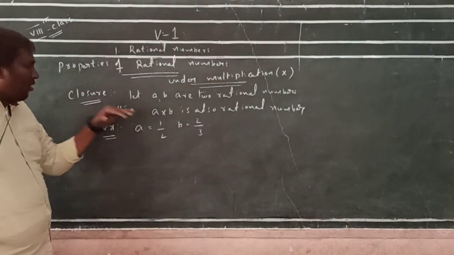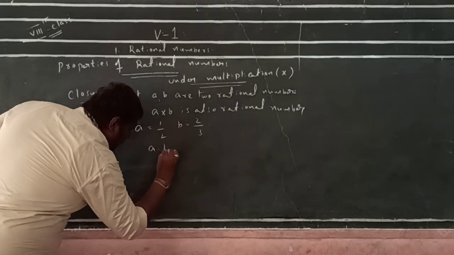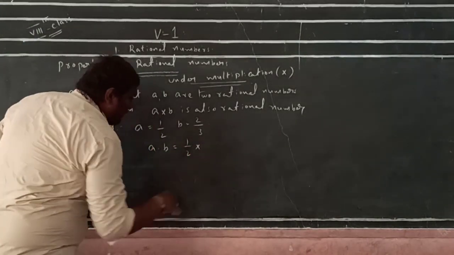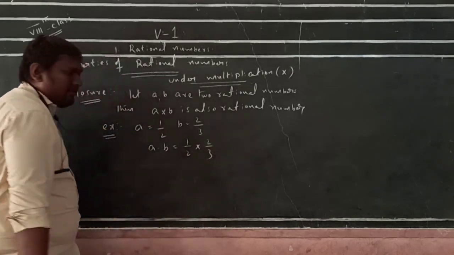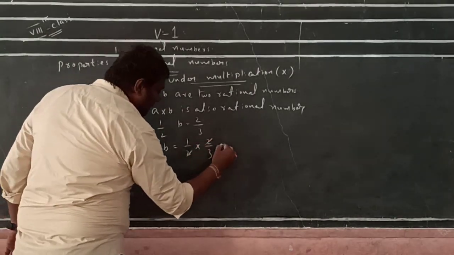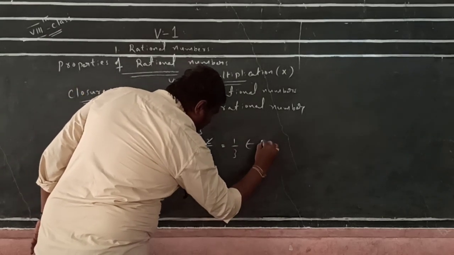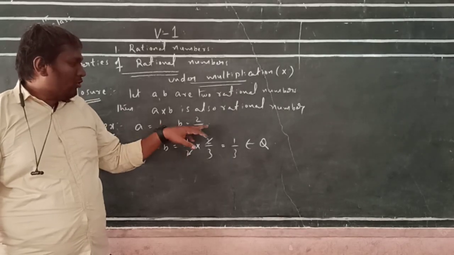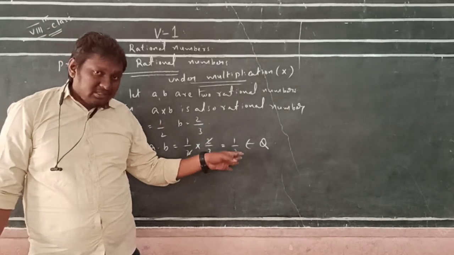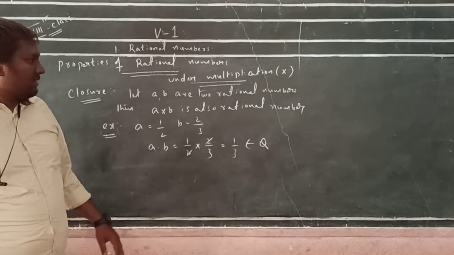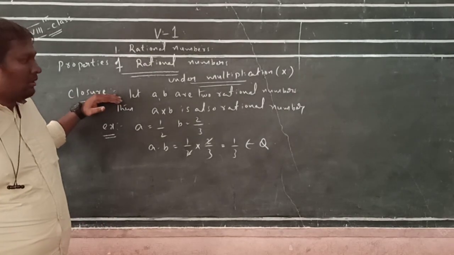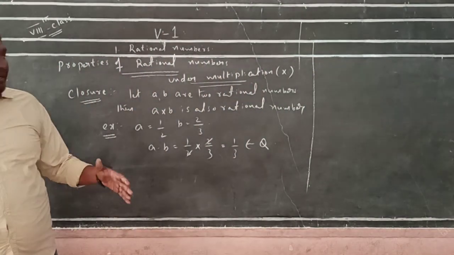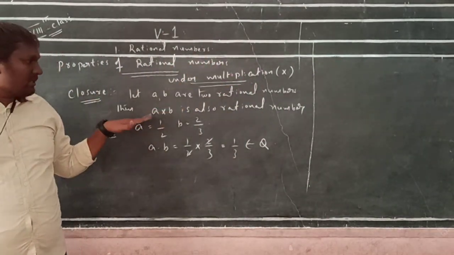What is the condition of closure? A dot B, then A into B. A value is 1 by 2 into 2 by 3. Here 2 cancels, we get 1 by 3, also a rational number. 1 by 2 is a rational number, 2 by 3 is also a rational number, and you get the answer, also a rational number. This is the closure property. You can identify the difference between addition and multiplication.